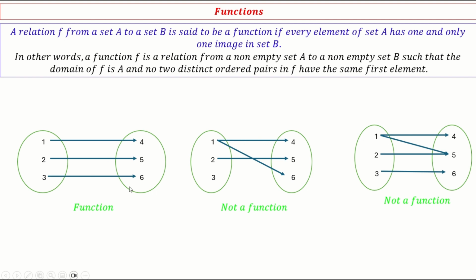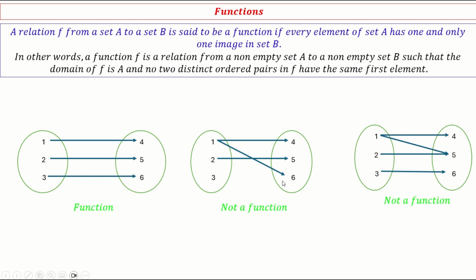First one, I'm drawing a graphical method. So the first one is very clearly a function because every element has a unique image. One is 4, 2 is 5, 3 is 6, unique image. So no problem. Correct. So this is a function definitely, and this is also called a one-to-one function.